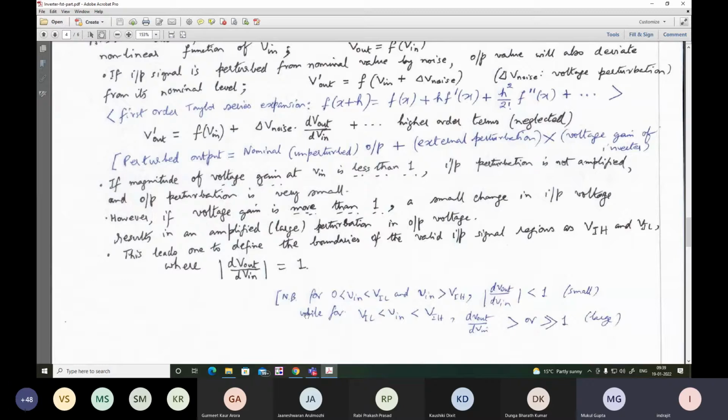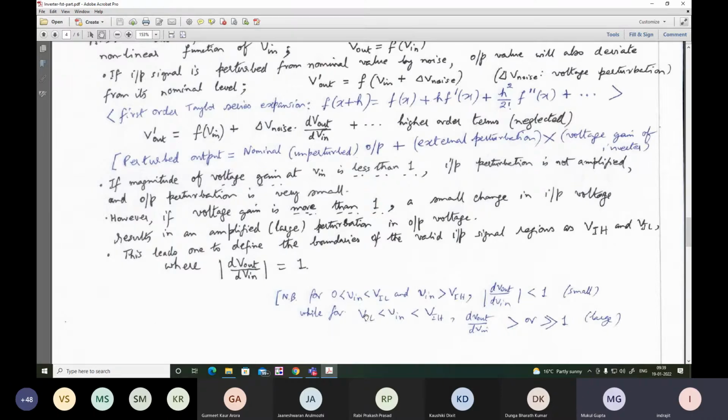Okay, magnitude. So you see that if the input voltage lies within 0 to VIL, then it's also acceptable. On the other hand, the acceptable lower range for the input voltage is 0 to VIL, and for the higher range it is VIH to VDD or VOH.